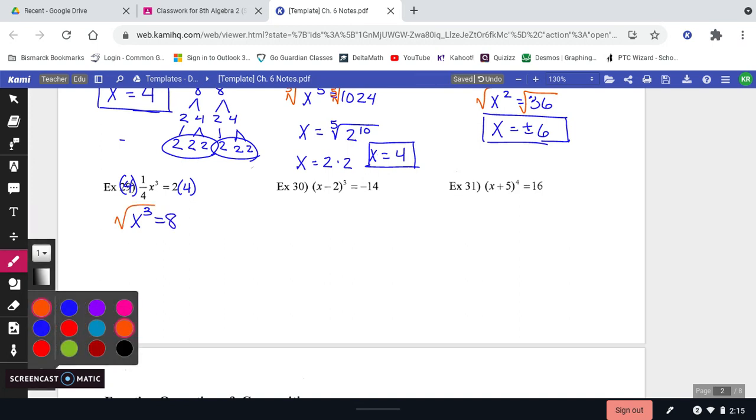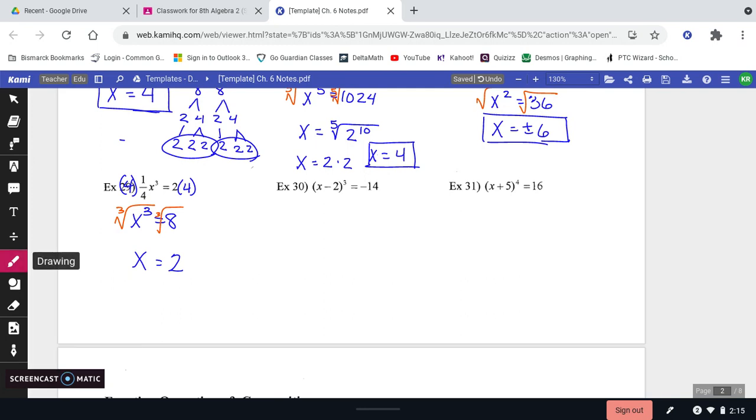So now cube root and cube root, and x equals 2. That should be one of those perfect cubes that you know. That 2 cubed is 8. Again, if you don't remember that, do a factor tree on your 8. You will get 3 2's to make a group. Okay, number 30.